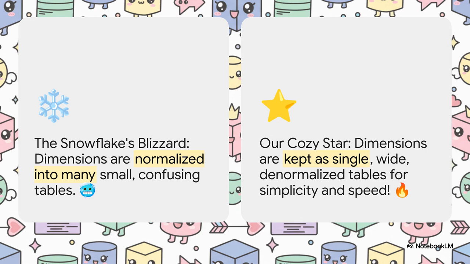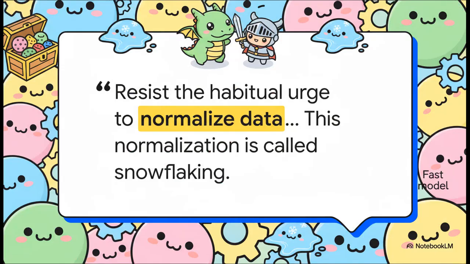We keep our dimensions as single wide tables. So here it is, our final dragon-slaying rule. You have to resist the urge to normalize your dimensions into snowflakes. Keep them wide and denormalized, with all their attributes in one place. We want to reduce joins, not create more of them. So let's melt those icy snowflakes for maximum simplicity and speed. Victory is ours. We did it!